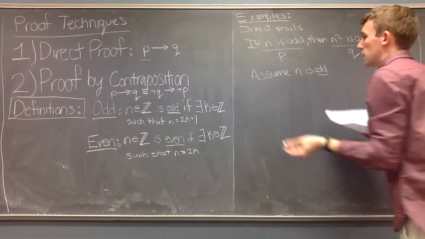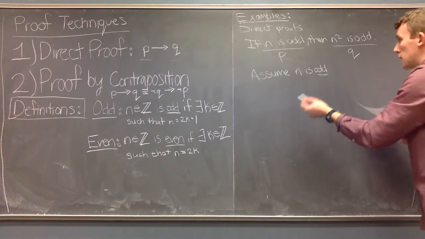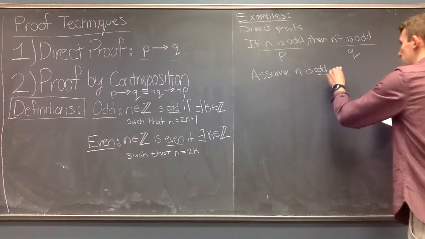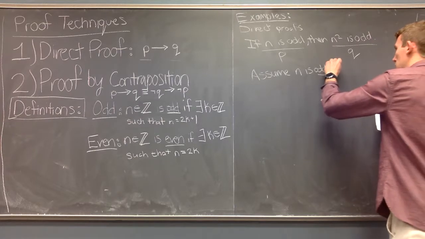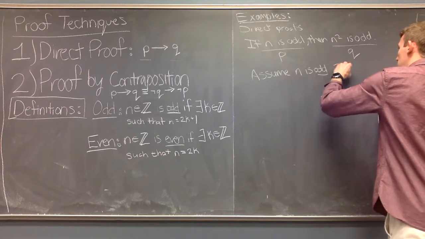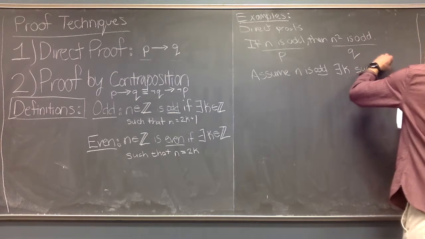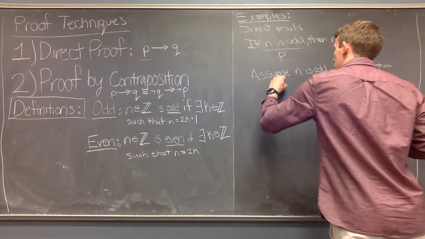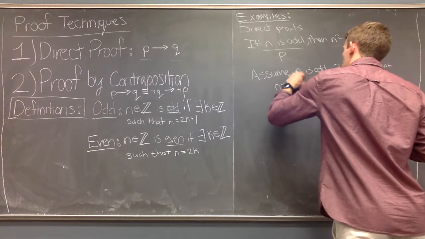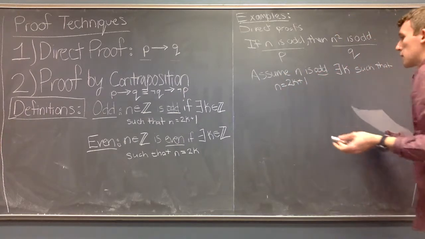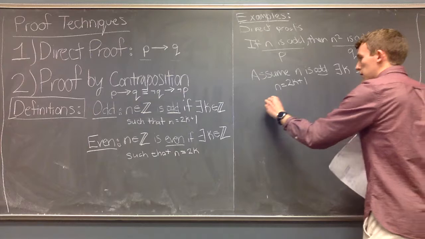Well, what does it mean for n to be odd? We define odd to be there is an integer k such that n is 2k plus 1. So we know there exists a k such that n equals 2k plus 1. And we want to know something about n squared. So let's see what that means about n squared.